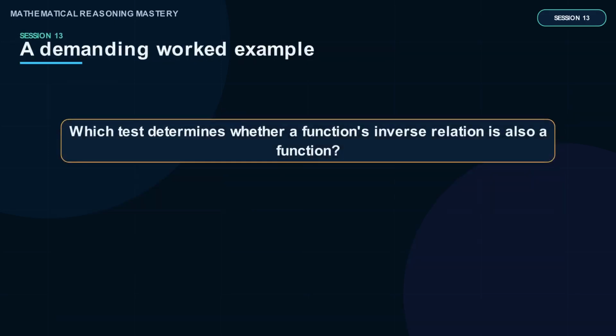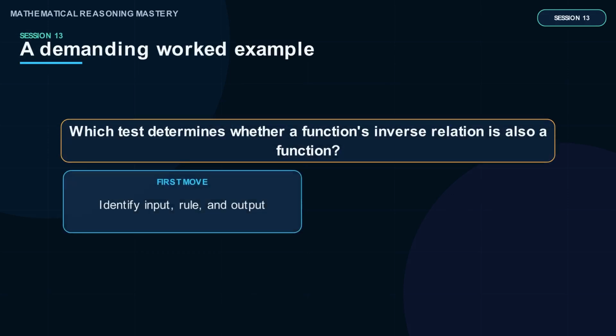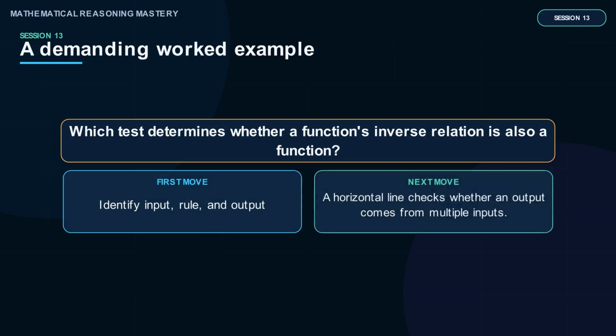Here is the challenge. Which test determines whether a function's inverse relation is also a function? Restate what is requested before touching the choices. The first move is identify input, rule, and output. Apply it directly to the quantities and conditions in this problem. Now use the core reasoning. A horizontal line checks whether an output comes from multiple inputs. Keep each equality, comparison, or unit conversion visible.